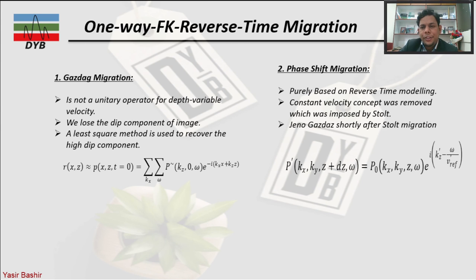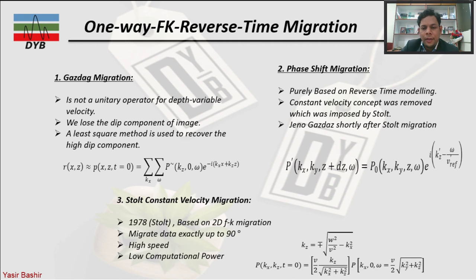Then the second migration is the phase shift migration. It's purely based on the reverse time modeling. In RTM the concept was actually two-way, but this phase shift is a reverse time modeling. So the constant velocity concept, which was imposed by Stolt, was removed. And who was the person who actually represented this Stolt migration? And Gazdag came shortly after the Stolt migration.